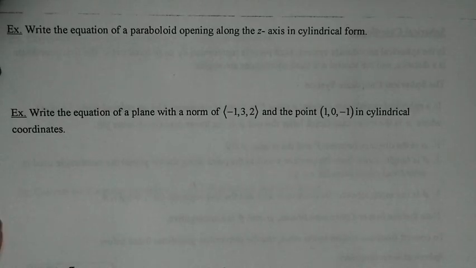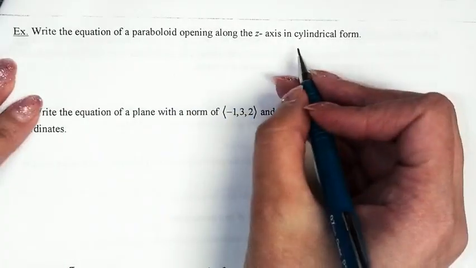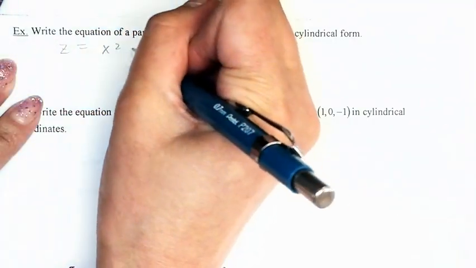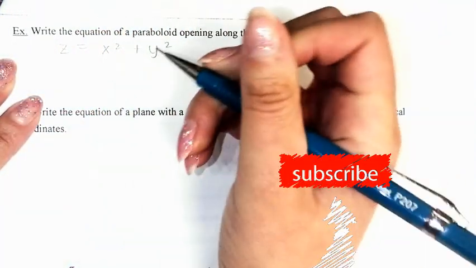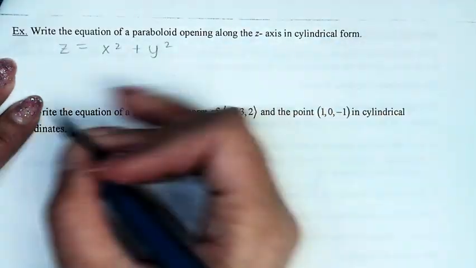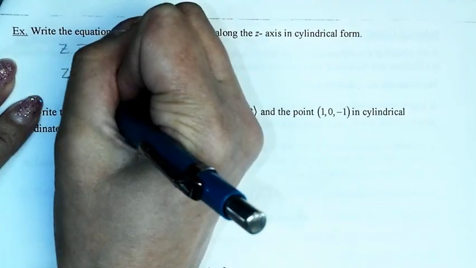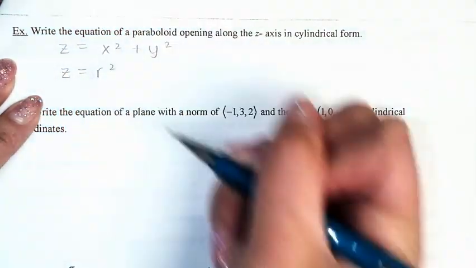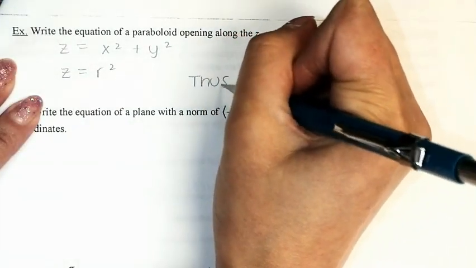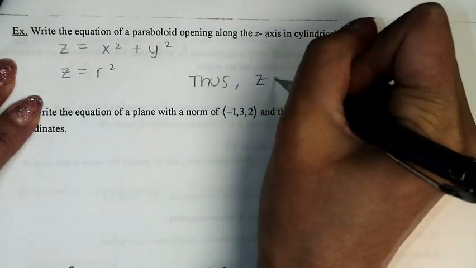Now, for this example, you need to write the equation of a parabola with opening along the z-axis in cylindrical form. So what are we going to do here? Well, the first thing, you follow the idea that it's along the z-axis, so z is going to be equal to x squared plus y squared. Then what are you going to do? They want it in cylindrical form, so this is rectangular form. So z is going to be equal to r squared. Do you agree with that? Therefore, your conclusion here in cylindrical form is z equals r squared.